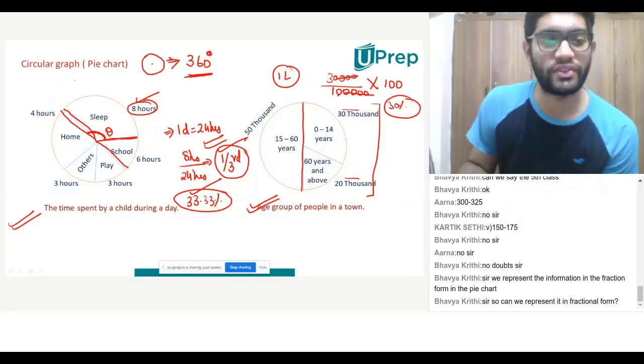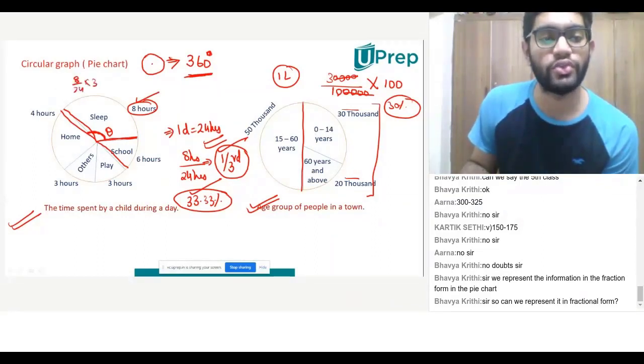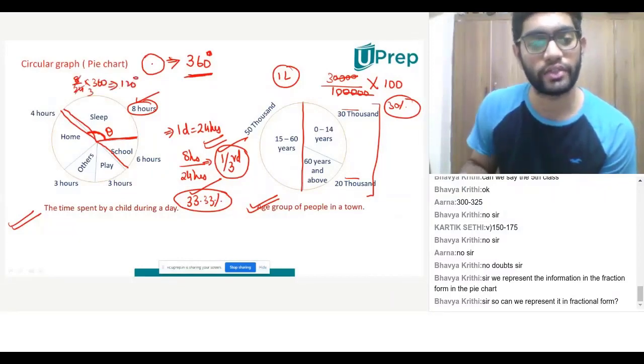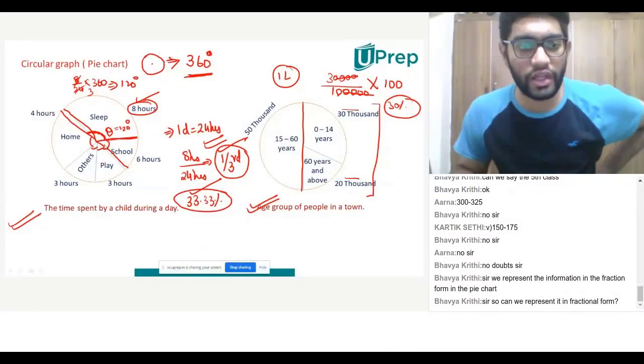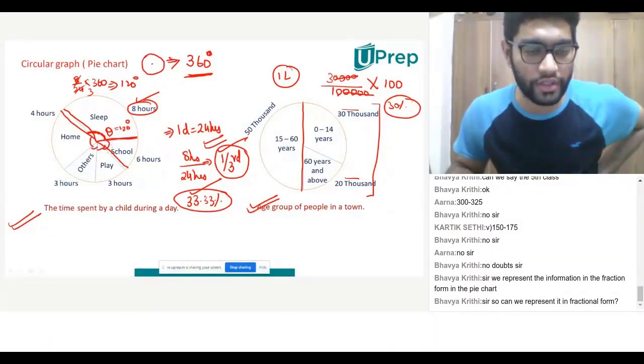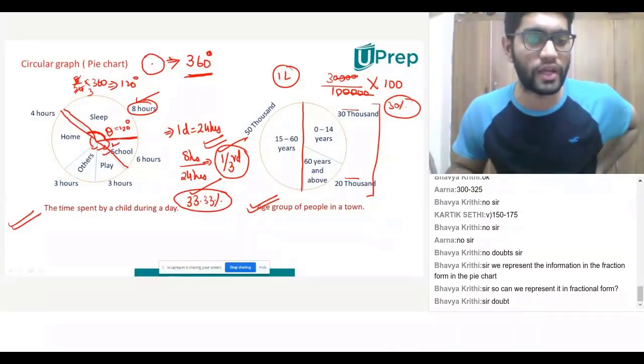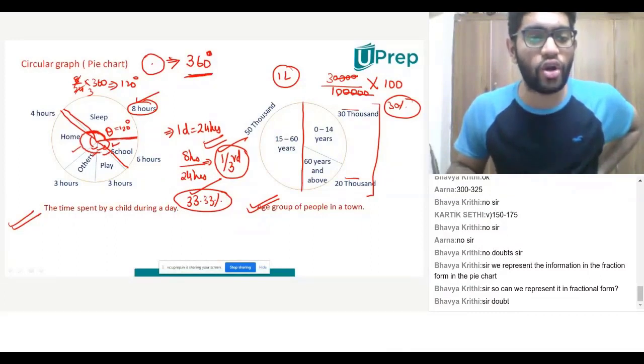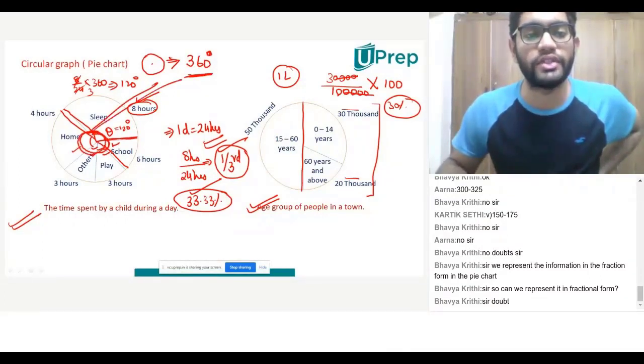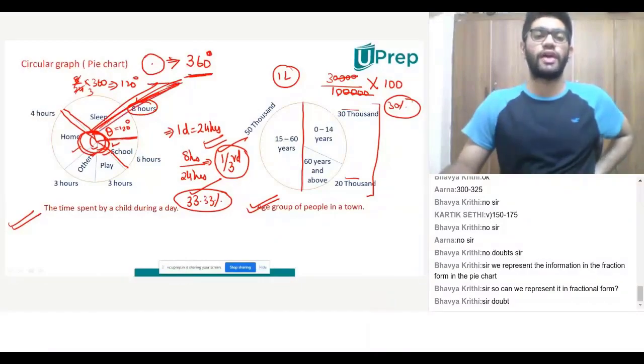Exactly. As simple as that. So 8/24 into 360, which is nothing else but 120 degrees. Now I can find out the angle for the other activities, school, play, others, home. When I add all of them, I have to get 360. Is it clear, guys? As simple as that.